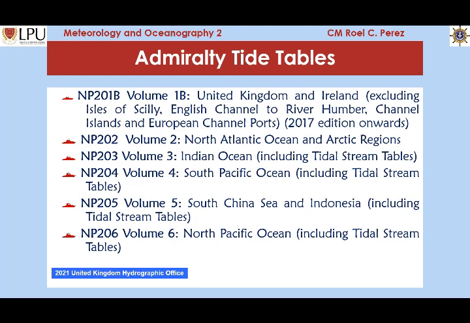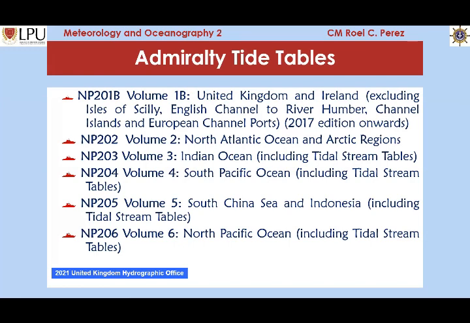And then we have the NP203 or volume 3, the Indian Ocean, including tidal stream tables. So if you notice now, for volume 2 and volume 1A and B, there are no tidal stream tables because there are tidal stream atlases, which are only for Northwest Europe, which we will learn later.